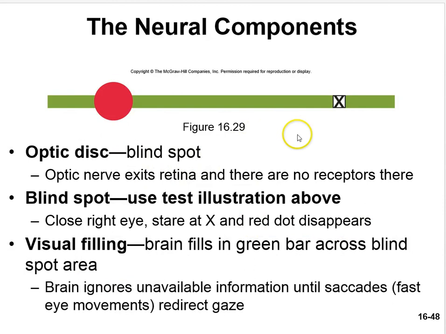You can do a neat little trick. If you close your right eye and stare at this X and move your head closer to the computer screen or farther away, you'll see a point off in your peripheral vision where this red dot disappears. And that's called finding your blind spot. So that red dot is in the field of vision of where your optic disc is, where there are no receptors. You might also notice the visual filling, where your brain actually fills in the green line for you. Even though it's not seeing anything there, it will assume and then fill in the rest of the green bar.